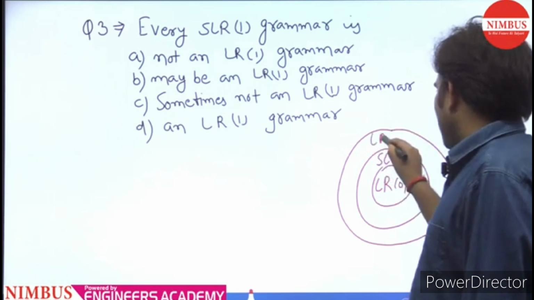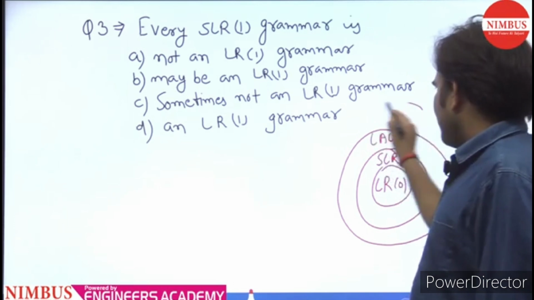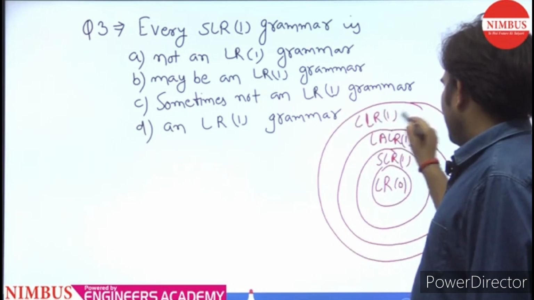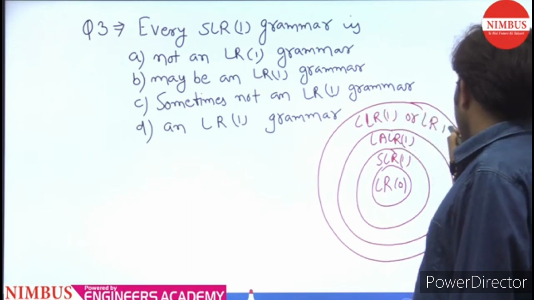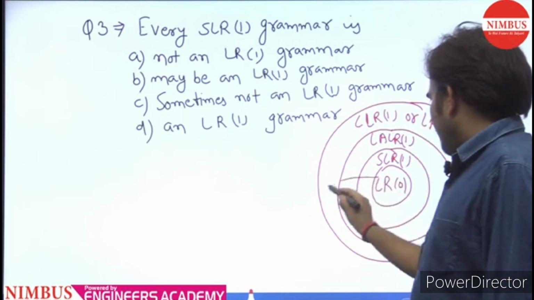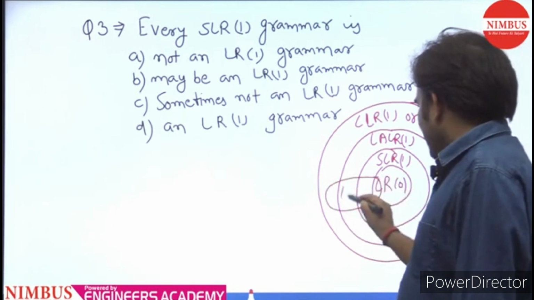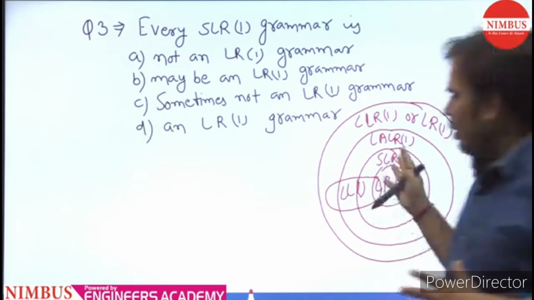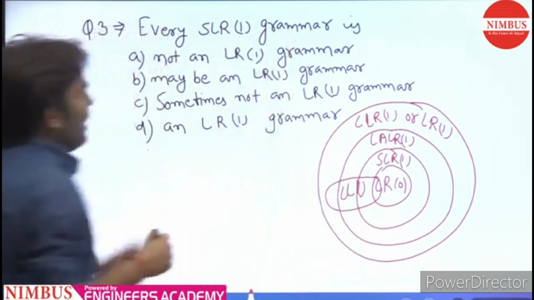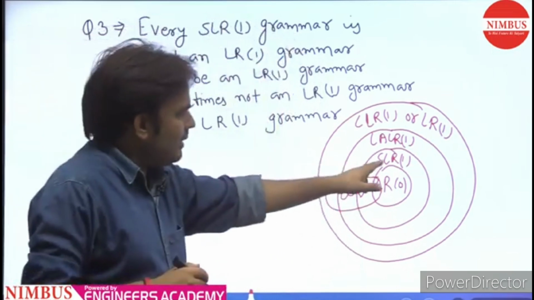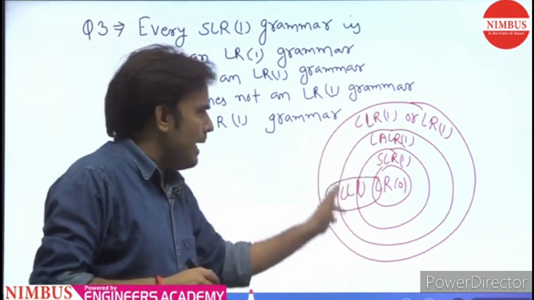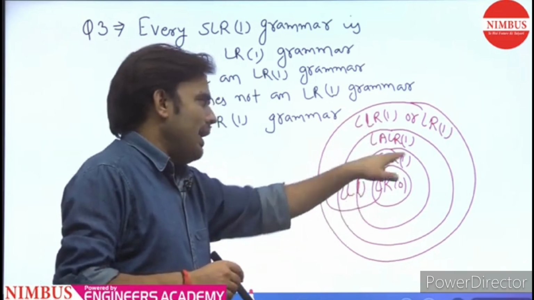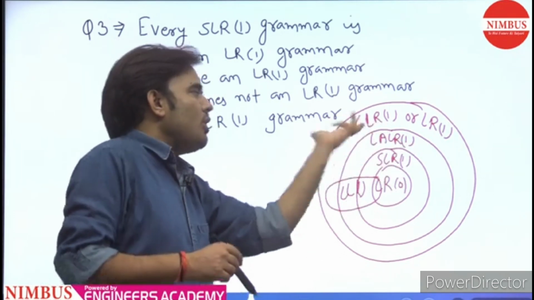After that we have LALR1. After that we have CLR1, and you can also say LR1. And here we have LL0, LL1 parser. So this is the relationship of the parsers. Every SLR1 grammar is... this is a superset and subset concept. So every SLR1 grammar is what? LALR1 grammar and LR1 grammar or CLR1 grammar.